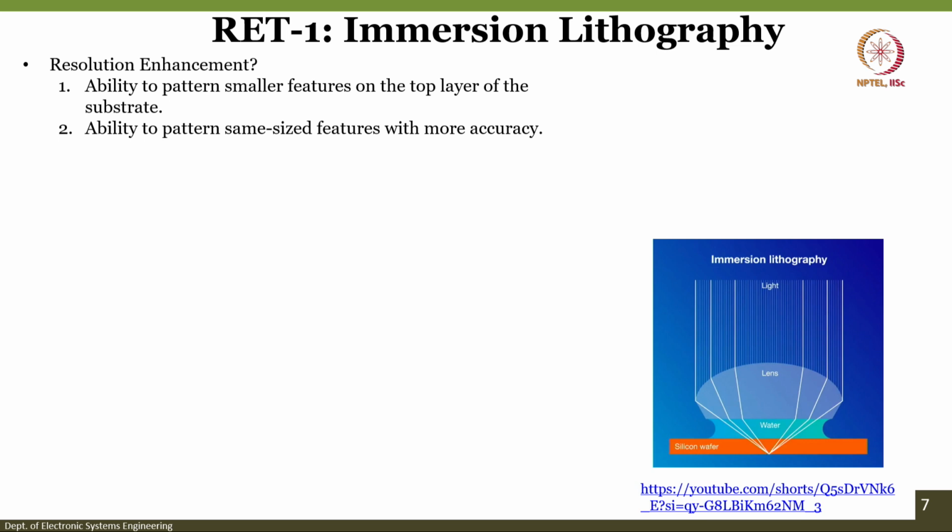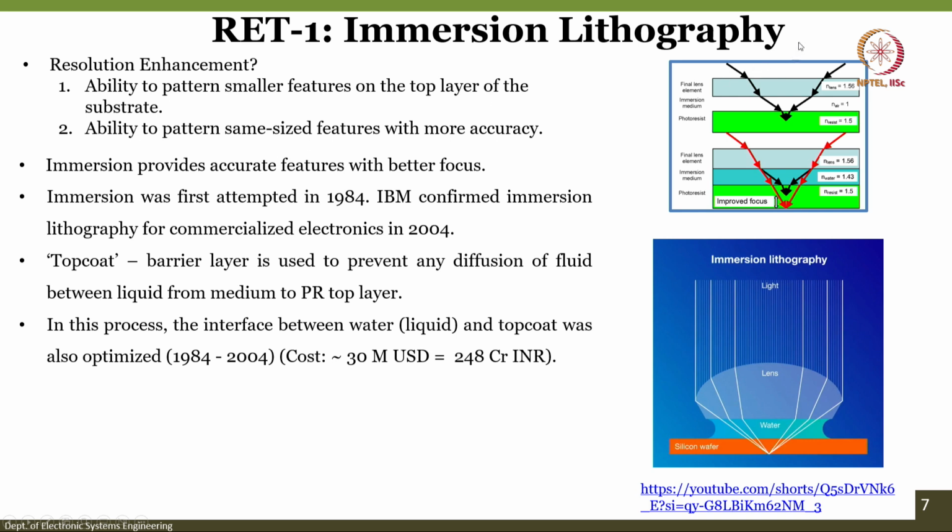Another very important point: resolution is not only about making things smaller, it is about getting things more accurately as well. So, if somebody says you were earlier getting 20 nanometer and now also 20 nanometer, what new things are you adding on? That can be multiple things. So, that is a very good takeaway, that if you are getting a better image, that is a good thing. Ability to pattern smaller features on the top layer of the substrate, ability to pattern small side features. We have already seen this, I will not come to this, but the thing is, immersion provides accurate features with better focus.